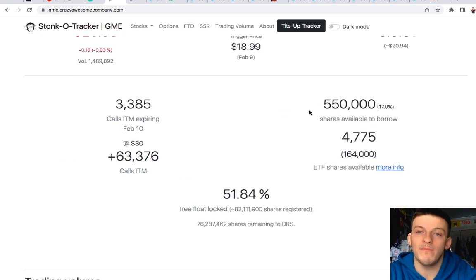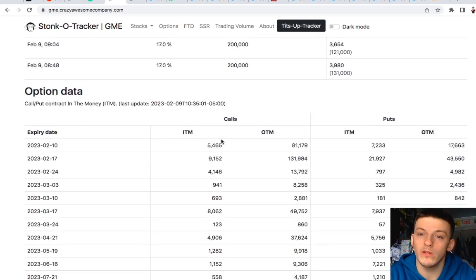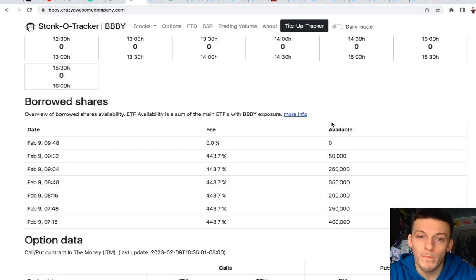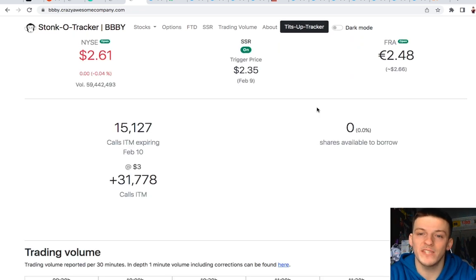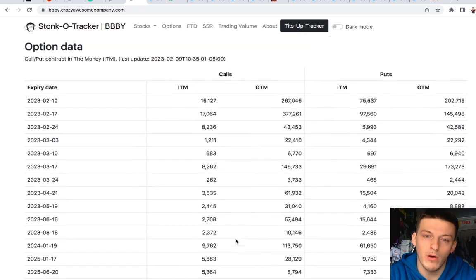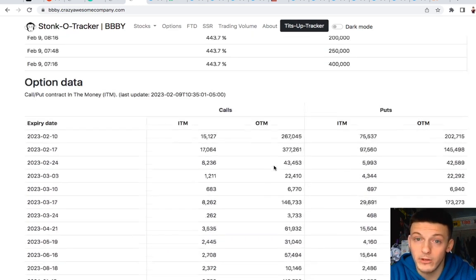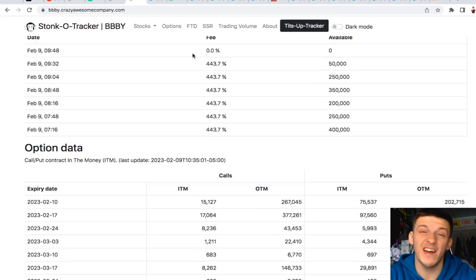Now, GameStop, 550,000 shares available to borrow at a most recent fee of 17%, and we are losing on the options chain. Calls to puts, 5,000 to 7,000. Short exempts still stacked up pretty high for the volume that GameStop trades, as well as the short percentage coming into the 60%. For Bed Bath & Beyond, this thing is sitting at a 443.7% fee, and no shares are left to borrow, along with the short exempts being loaded up on this stock. Market makers and shorts are fighting retail very, very hard to keep Bed Bath & Beyond from flying.